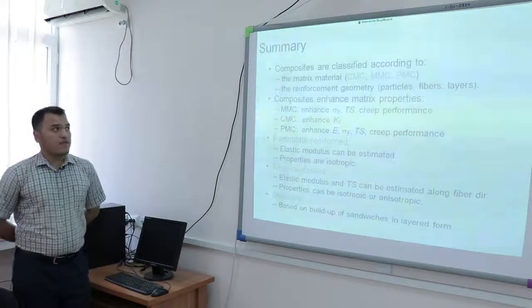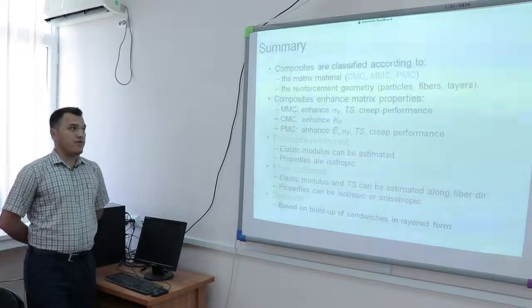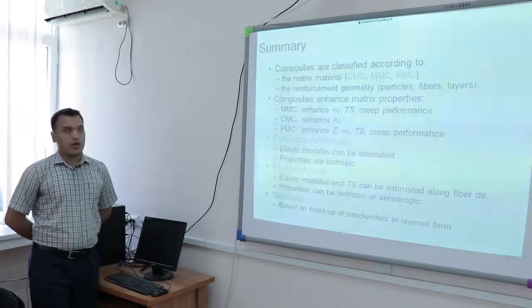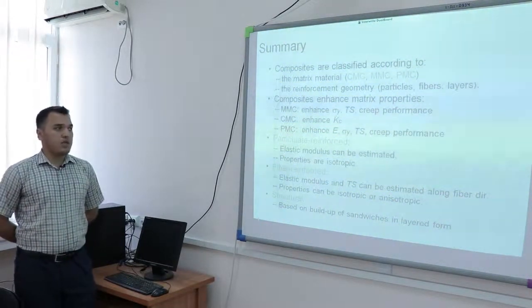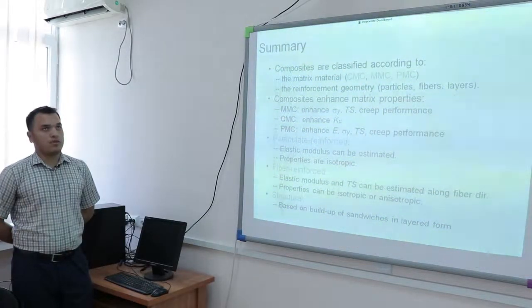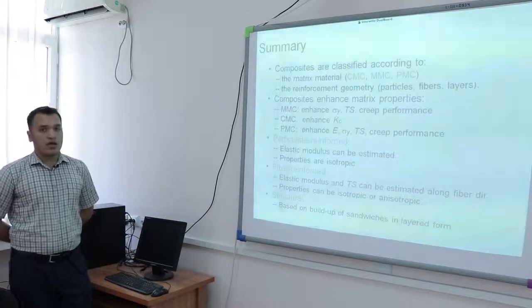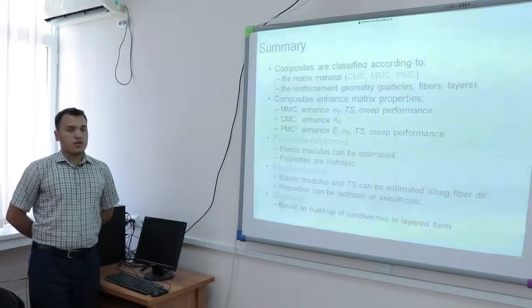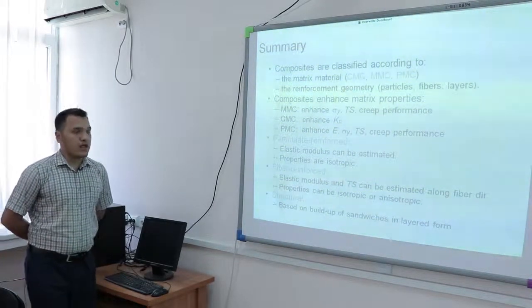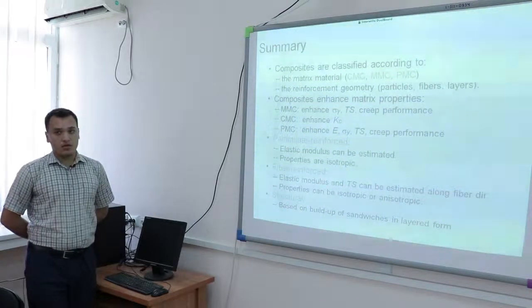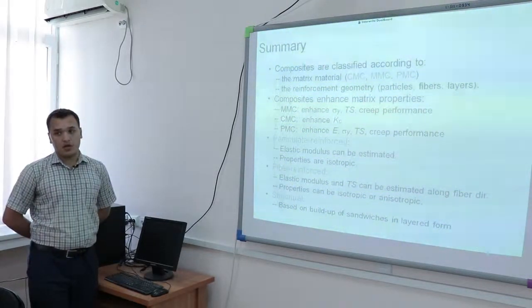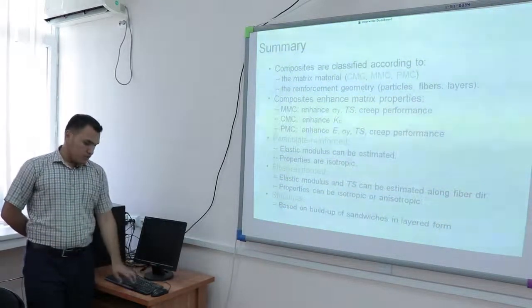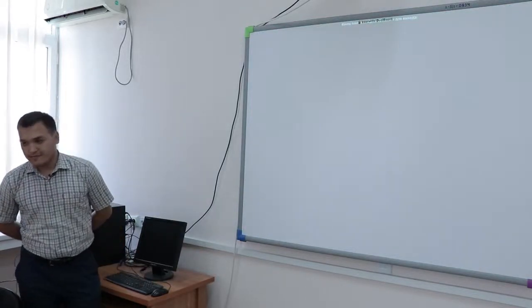Summary: composite materials are classified according to matrix materials, or if they are reinforced with geometry, it means fibers, layers, or particles. And their properties come from the matrix, as I said, metallic or ceramic or polymer, and we classify them according to elastic modulus or isothermic properties. And that's it. Thank you.